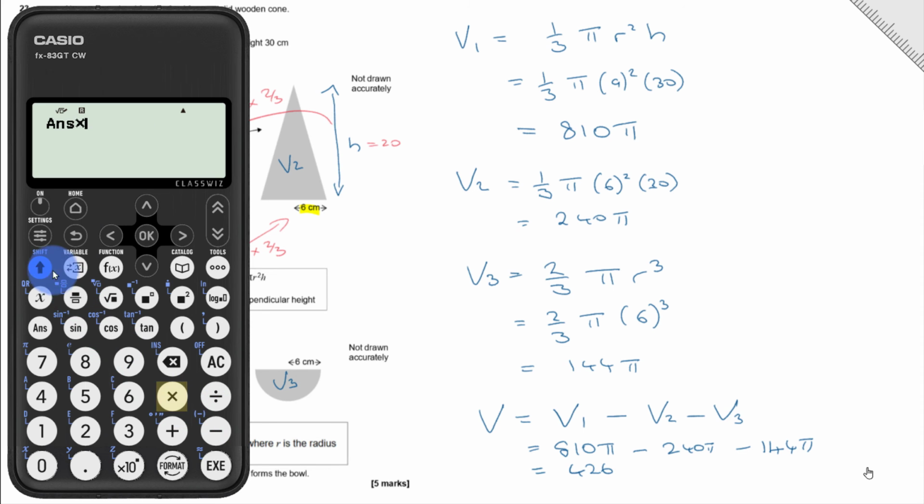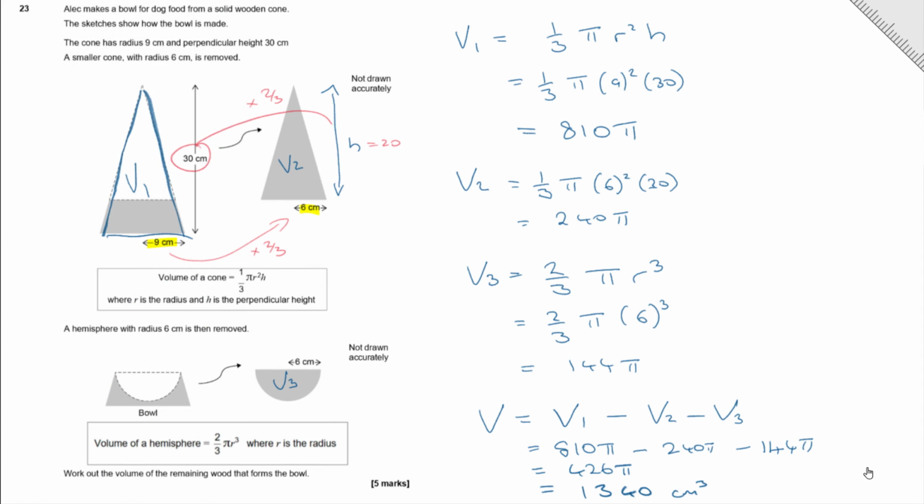Right, so that's all my calculating done, so I can now actually evaluate it here. So I'm going to just multiply that through by pi. So that comes out to be 1338.3. I'm going to round it off to 3 significant figures. So that is, oh, that's pi there. So that's 1340 cubic centimeters, 3 significant figures.